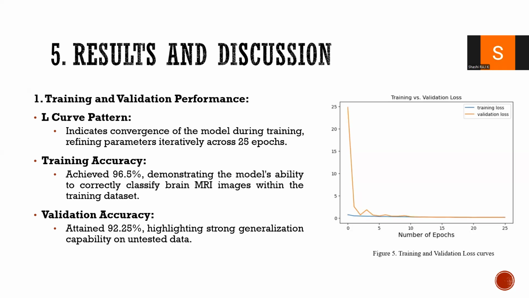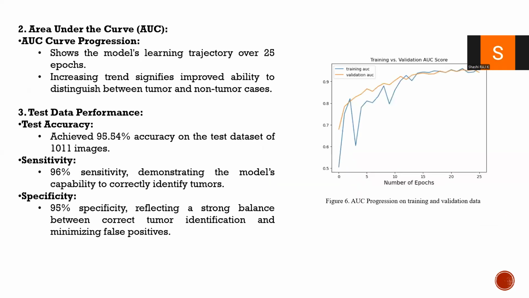The next, here we can see the AUC, that is, the area under the curve. The training and validation area under the curve show the model's learning trajectory over 25 epochs. In this figure, you can see an increasing trend, which signifies improved ability to distinguish between tumor and non-tumor cases.